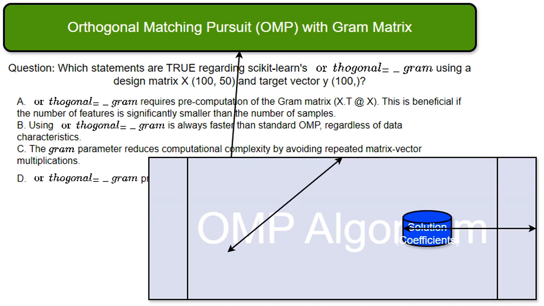This is the core orthogonal matching pursuit algorithm itself. It's a method for finding a sparse solution to a linear regression problem. In simpler terms, it figures out which features matter most in explaining the target variable.